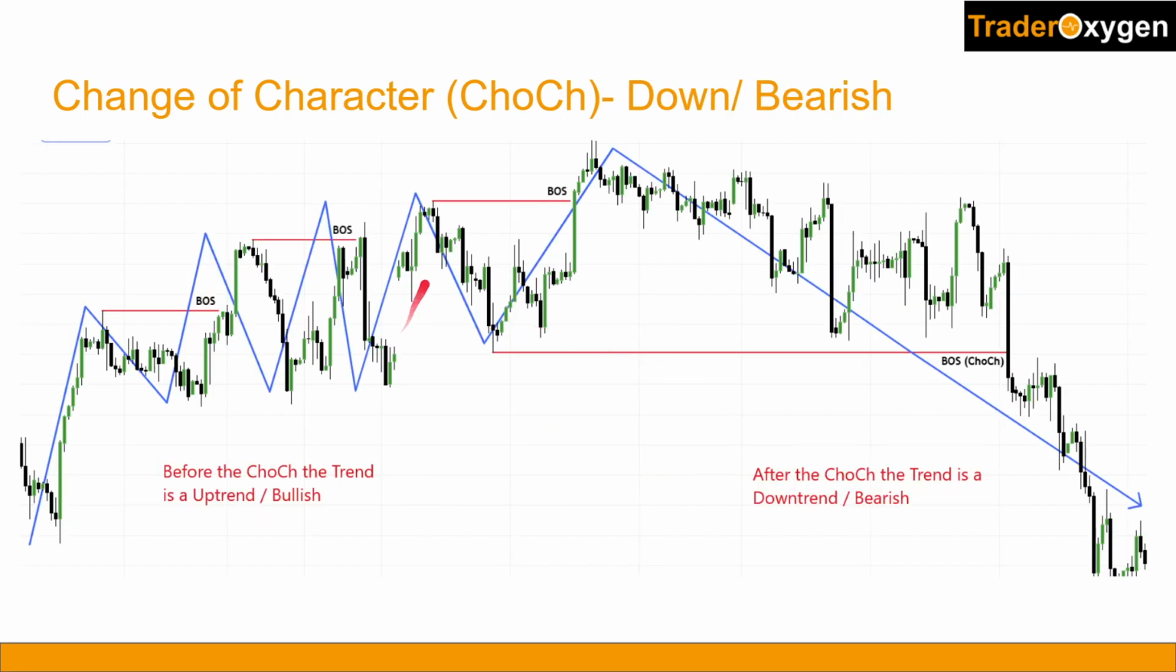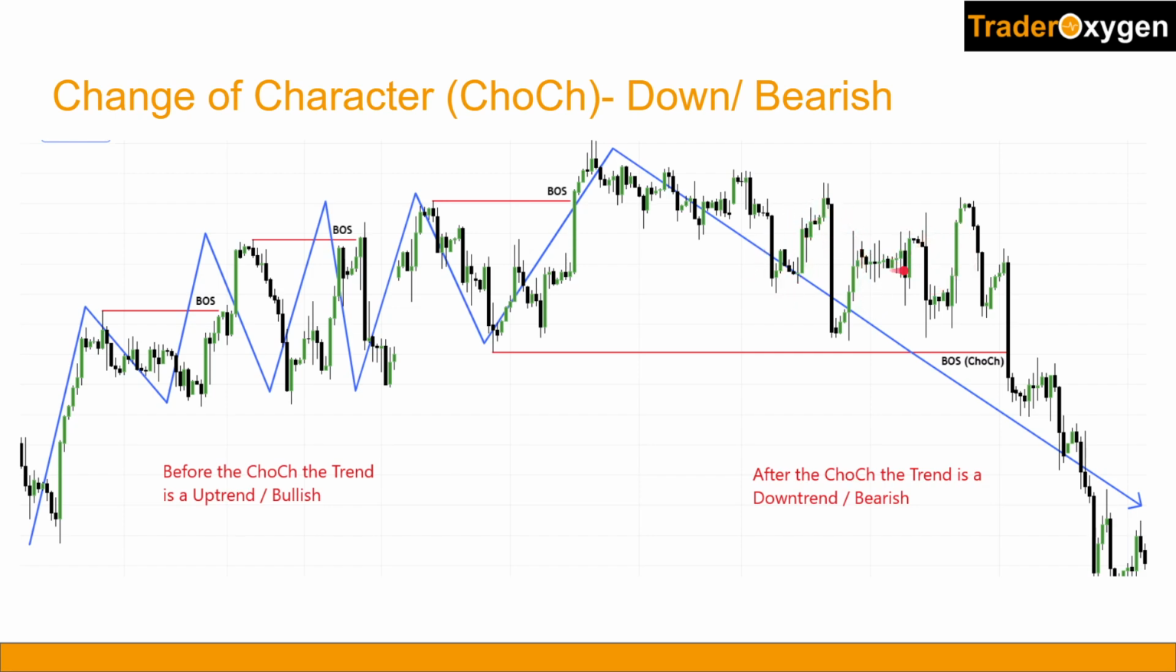This is an example of a change of character in an uptrend. You can see the price was in an uptrend and this is a significant swing point, and the price has broken it in the opposite direction. So the uptrend is now potentially going into a downtrend after this change of character. And usually before a trend change, you will see a range build up.